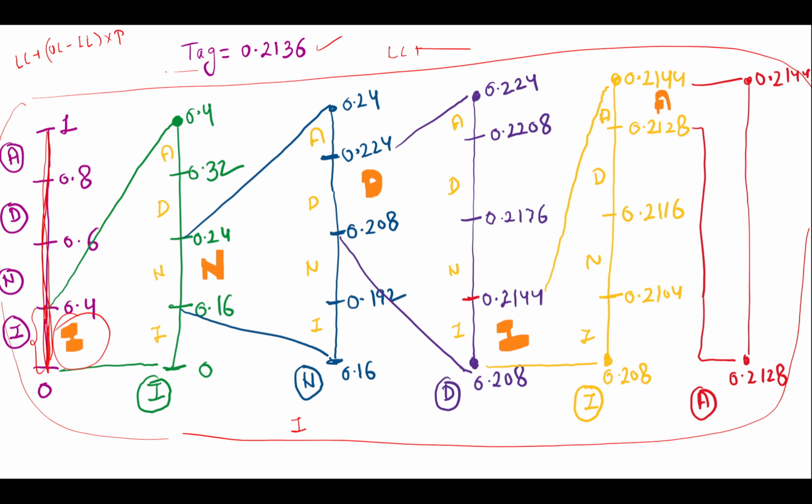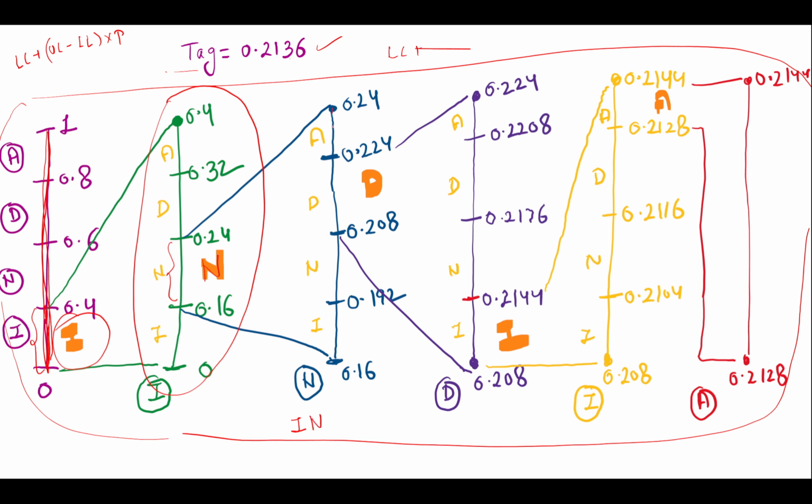So in the next stage, we have to again check where this tag value lies. This tag value lies in this range, and in this range the letter is N. Okay, so we get N.